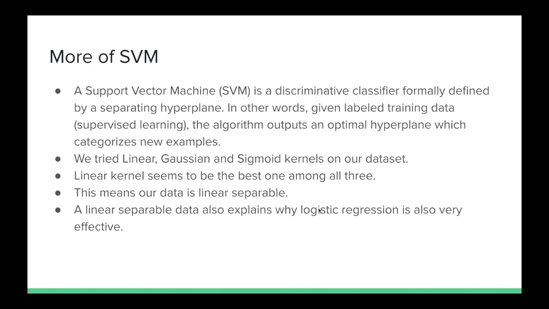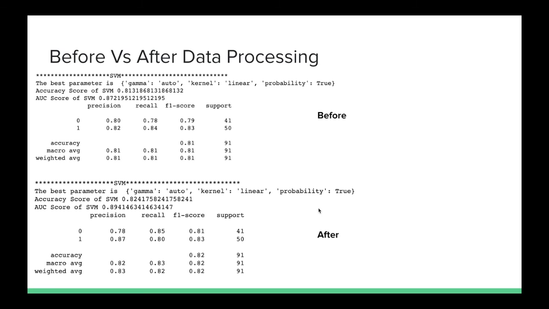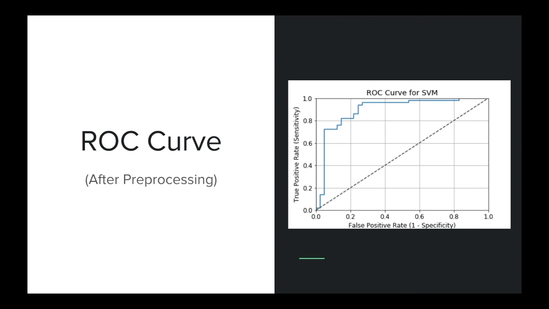Now, let's look at the performance of our SVM. You can see here, before data processing, the accuracy is 0.81, and after the data processing, the accuracy becomes 0.82. Even though the bump in performance is not huge, we can still see a better result. And here is the ROC curve of SVM, which is after processing the data.